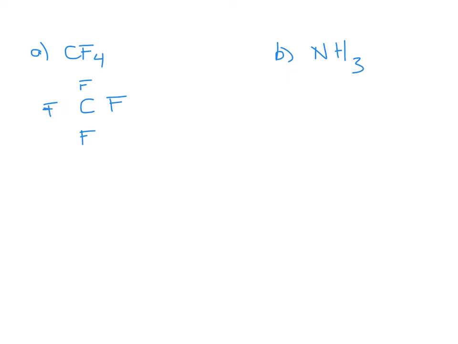And then I need to figure out how many electrons I have to work with. So carbon contributes 4 valence electrons, and each fluorine atom contributes 7 valence electrons. So there's 4 of them, so 7 times 4. So this gives me a total of 32 electrons.